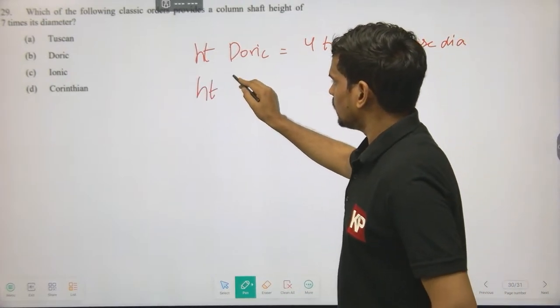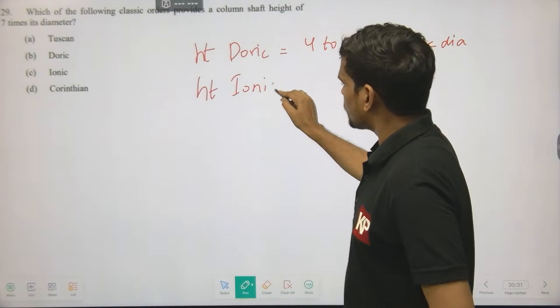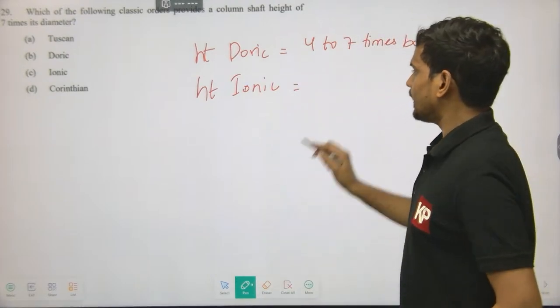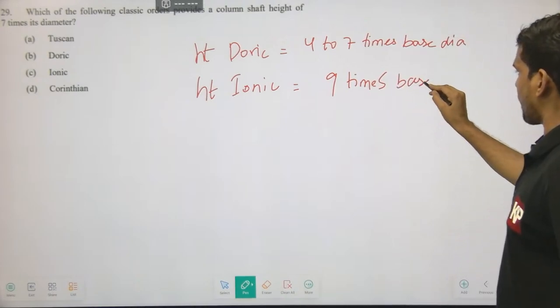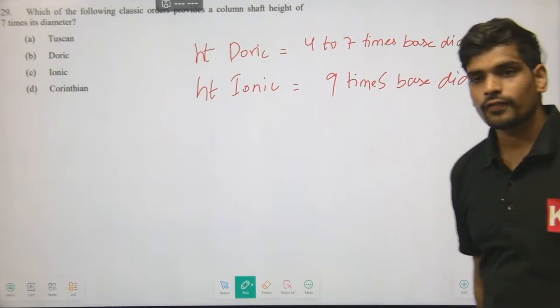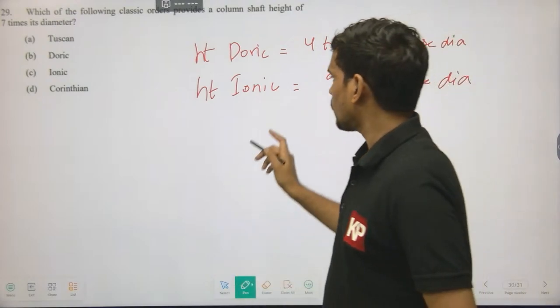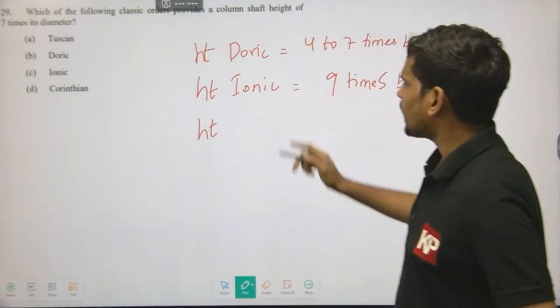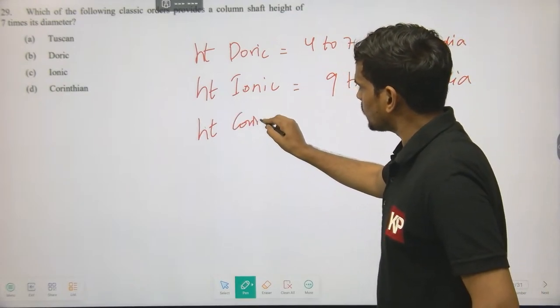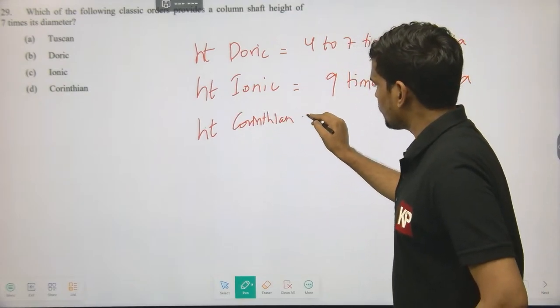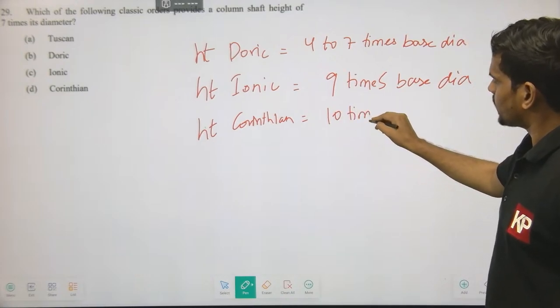Height of an Ionic order column, as per Sir Banister Fletcher's book, is 9 times the base diameter. Sir Banister Fletcher's compilation, A History of Architecture, recognizes the height of an Ionic order as 9 times the base diameter, and the height of a Corinthian order column is defined as 10 times the base diameter generally.